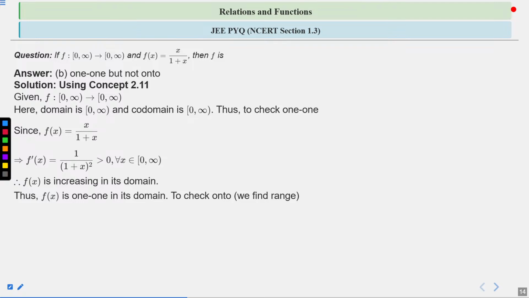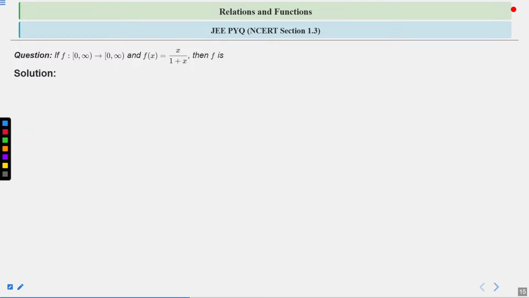So for onto, the codomain is given. We just need to find the range. So let us find the range of the function. Again, y is equal to f(x), which is x upon 1 plus x. When you solve this by cross multiplication, you will get y plus yx is equal to x. Now after solving this for x, you will get x is equal to y upon 1 minus y.